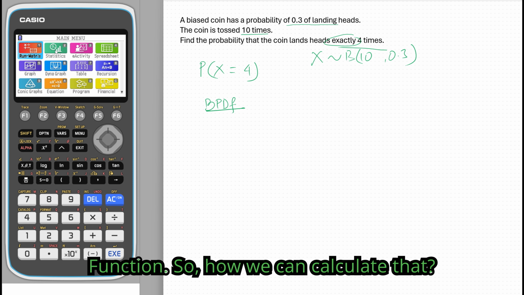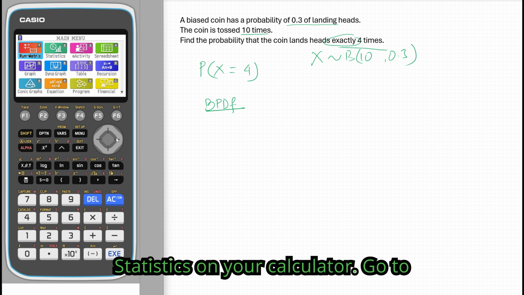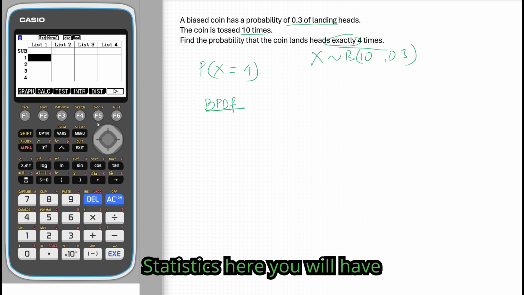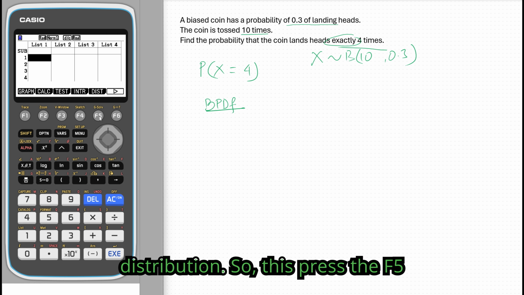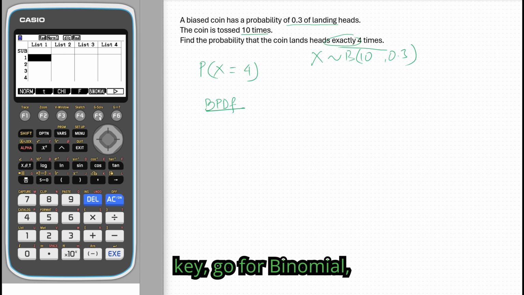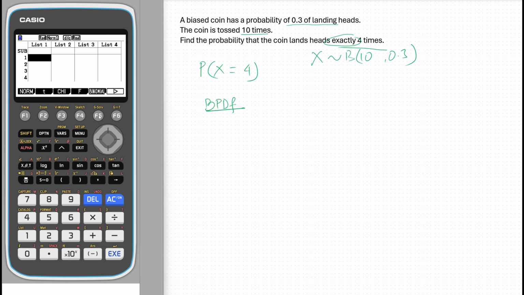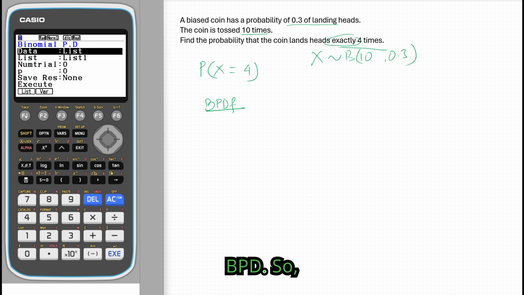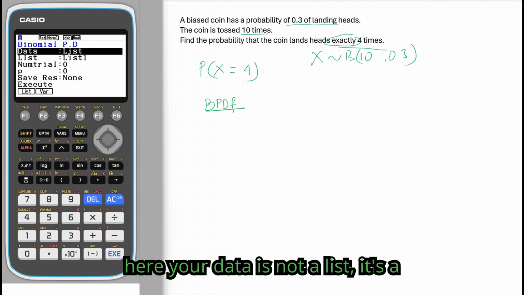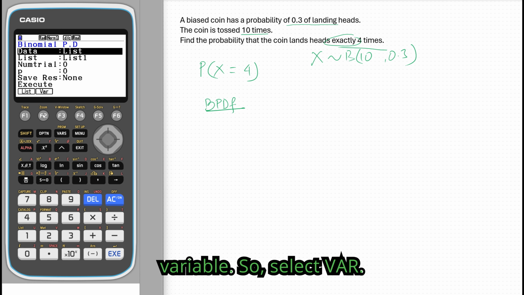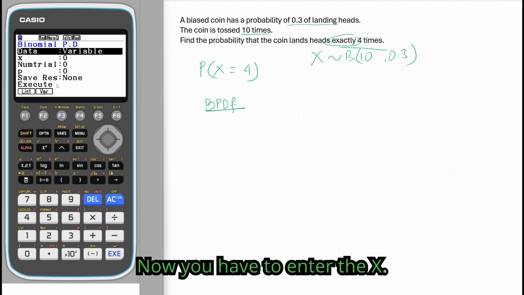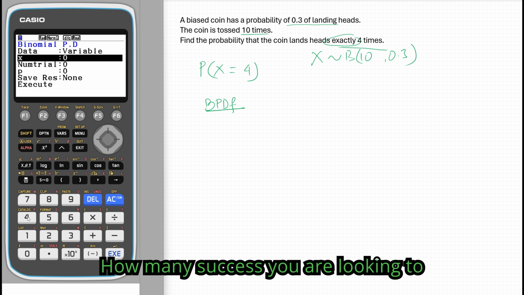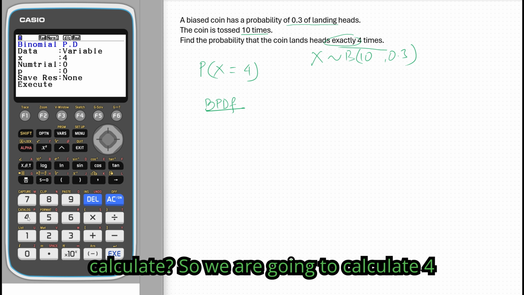So how can we calculate that? We will calculate that by going to statistics on your calculator. Go to statistics. Here you will have distribution. Press the F5 key, go for binomial, and then go for BPD. Here your data is not a list, it's a variable, so select Var. Now you have to enter the X, how many successes you are looking to calculate. So we are going to calculate 4 successes.